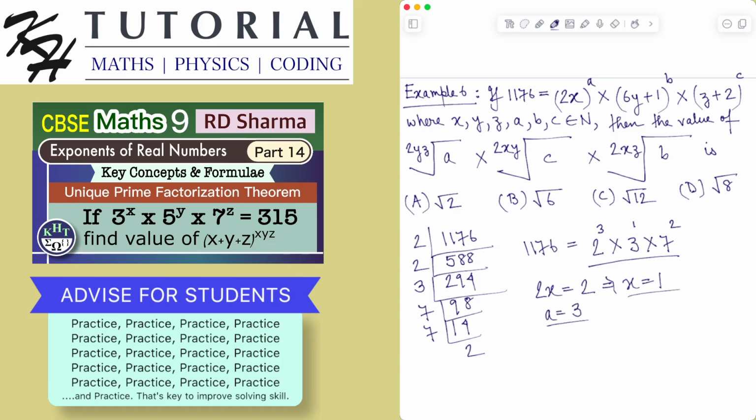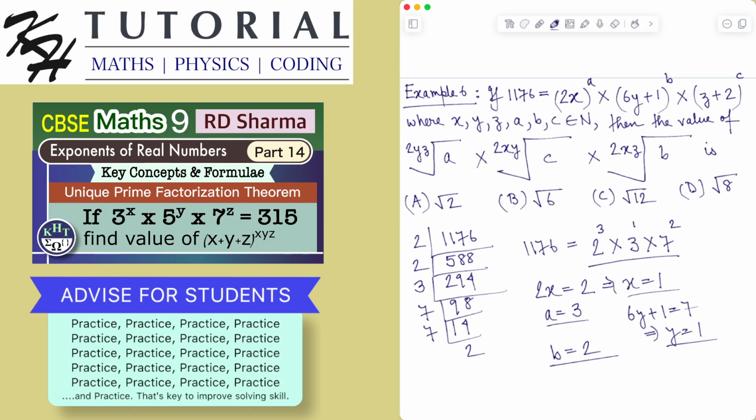Okay, now 6y plus 1, if y is a natural number, then 6y plus 1 will always be greater than or equal to 7. So 6y plus 1 cannot be 3, it has to be equal to 7. So we must have 6y plus 1 equals 7. This implies y is equal to 1. Now when we got y equals 1, we know the prime factorization of 1176, the power of 7 is 2. So clearly we can say that b is equal to 2.